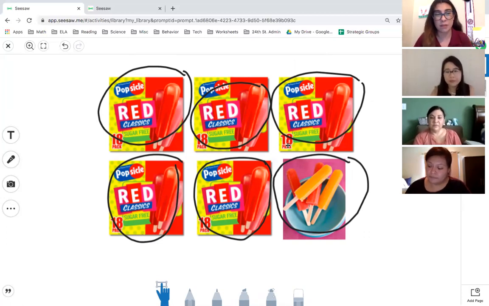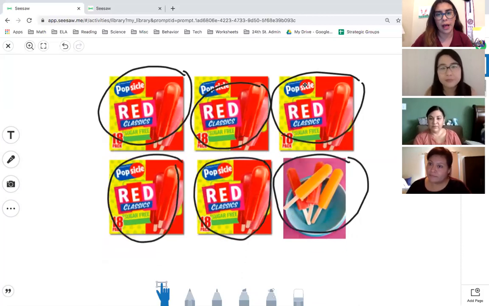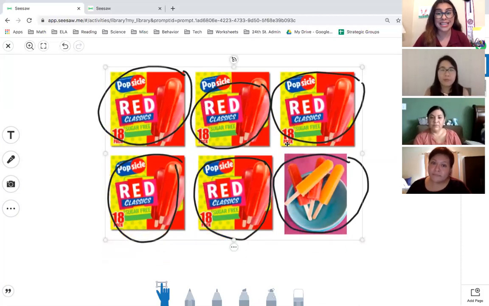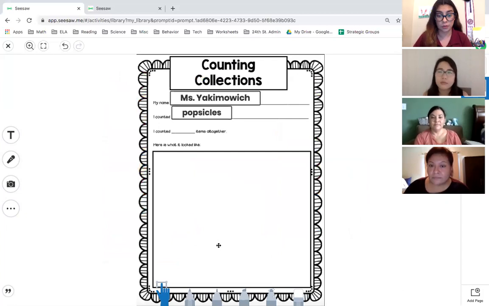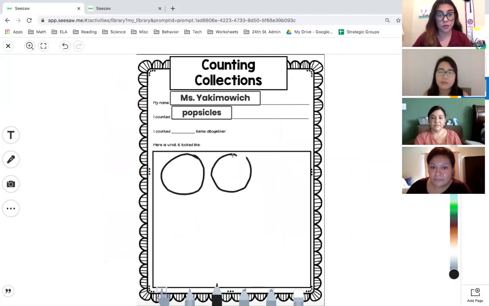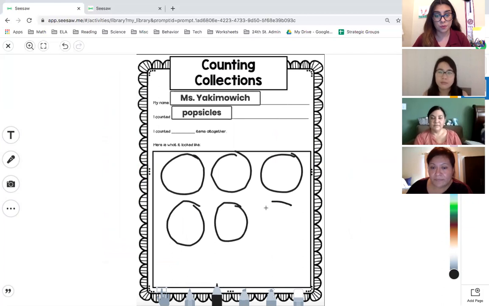We're not just making up the number and saying, oh, right here I have 12. We need to make sure that we're paying attention. There are 18 in this box. So I have 1, 2, 3 on the top row, so I'm going to show that. 3 groups, 1, 2, 3. And then I have 3 on the bottom row, 1, 2, 3.